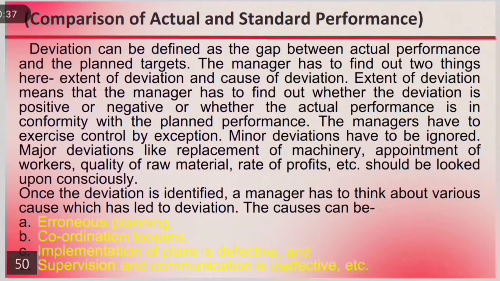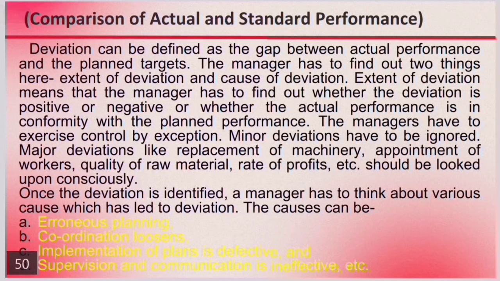Process of controlling function. Number 3, comparison of actual and standard performance. Deviation can be defined as a gap between actual performance and the planned targets. The manager has to find out two things here: extent of deviation and cause of deviation. Extent of deviation means that the manager has to find out whether the deviation is positive or negative, or whether the actual performance is in conformity with the planned performance.